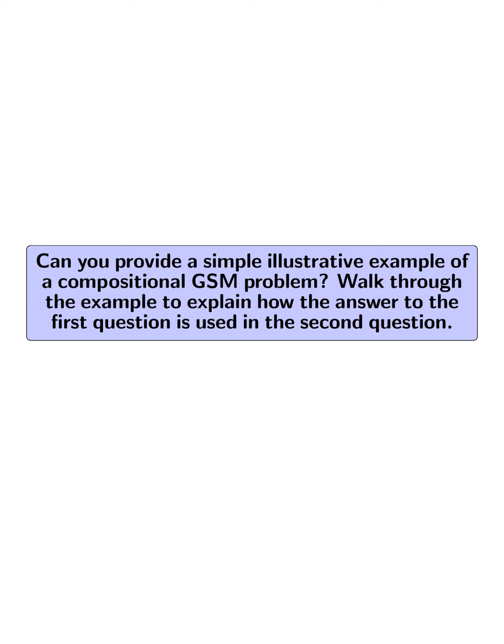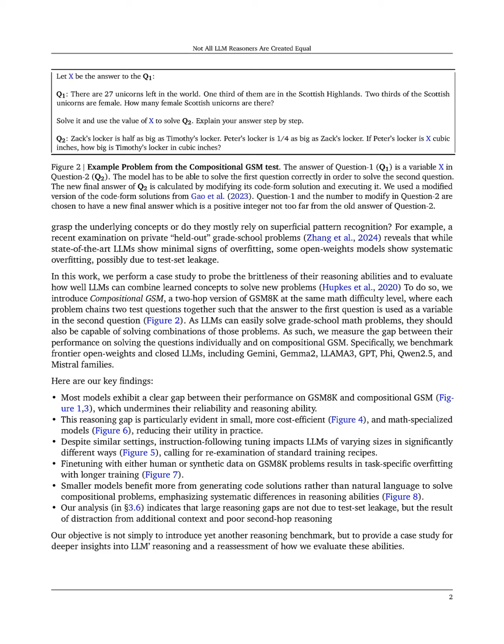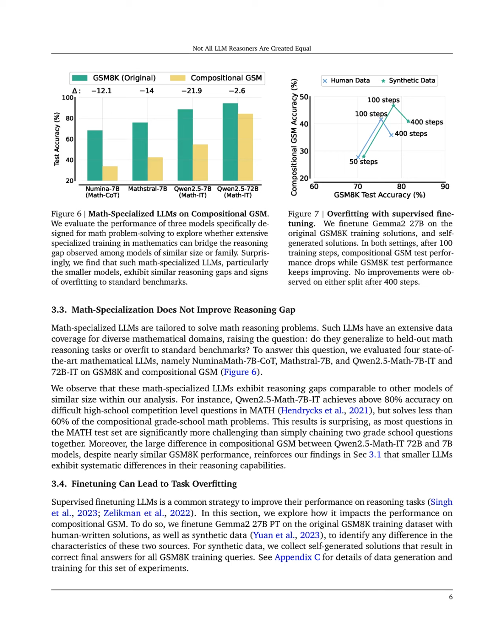Can you provide a simple illustrative example of a compositional GSM problem? Walk through the example to explain how the answer to the first question is used in the second question. An illustrative example of a compositional GSM problem involves two questions where the answer to the first question serves as a variable in the second. For instance, consider question 1. If there are 5 apples and you buy 3 more, how many apples do you have? The answer to this question is 8 apples.